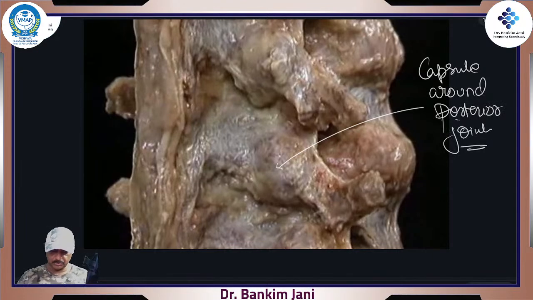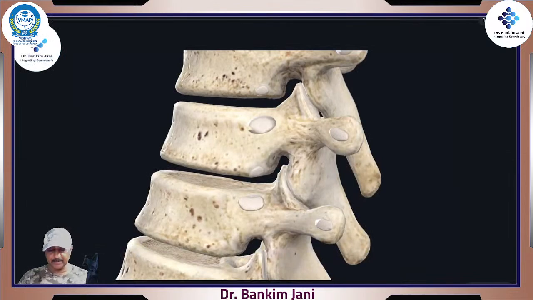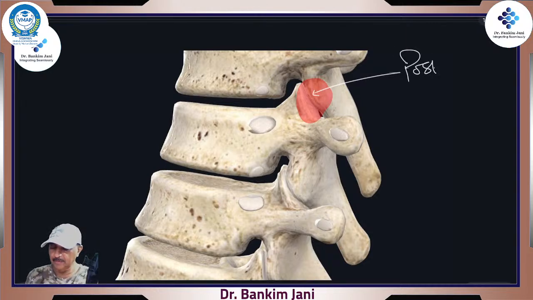Now when we say posterior joint, here it makes things much easier, right? See, this is the posterior joint, this one, that's the posterior joint, right? This one is the posterior joint, right? So with respect to that, this posterior joint has got that strong capsule, right, for the stability.